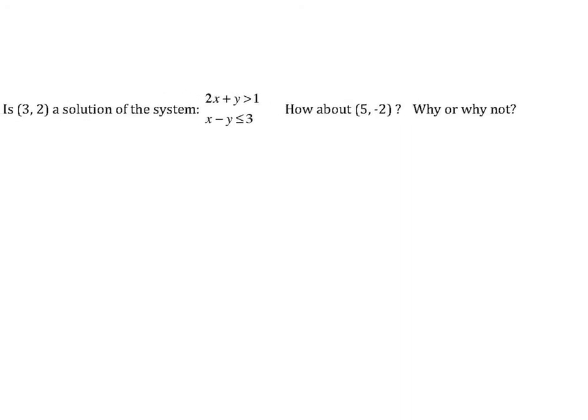Okay, so the first one is 10 minus 2 is greater than 1, which is true. But the next one is going to be 5 minus negative 2, which is 5 plus 2. That's 7, which is not less than 3. So it doesn't work. Any questions on that? Wait, can you do it so I can just see how?